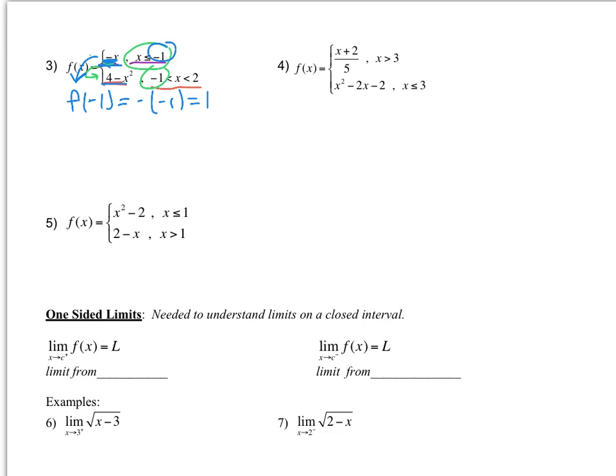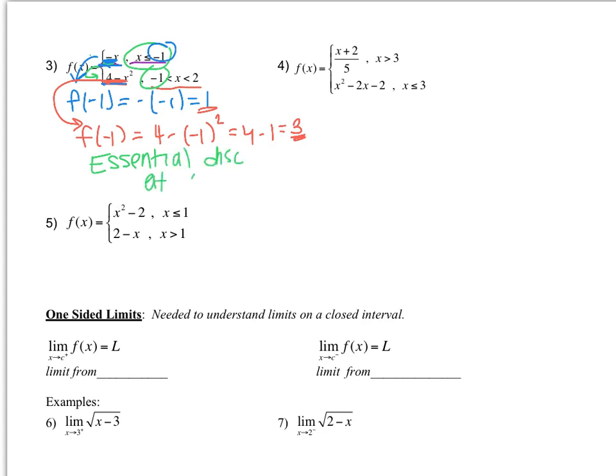Then when I plug negative 1 into the second one, f of negative 1 in the second definition would be 4 minus negative 1 squared. And that is 4 minus 1, which is 3. So what that means is there's a jump in y values from each of the two different definitions of our function. That means that our discontinuity is essential. I can't simply fill in a hole because these are two different y values. So this is an essential discontinuity at negative 1.